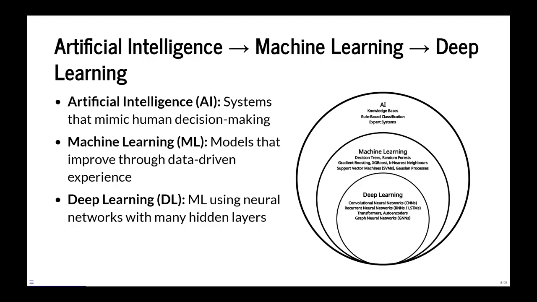Deep learning, on the other hand, is a subset of machine learning, which uses neural networks with many different hidden layers within them. And this is why they are called deep learning models or deep neural networks, because they have many different hidden layers in them. And some common approaches with this are convolutional neural networks or CNNs, transformers, graph neural networks, and so on.